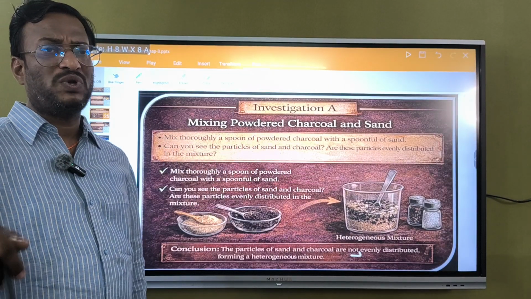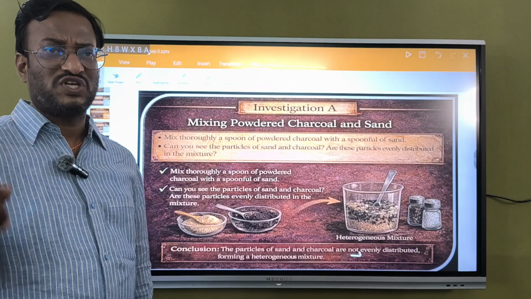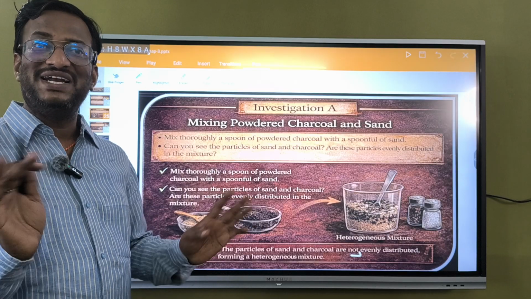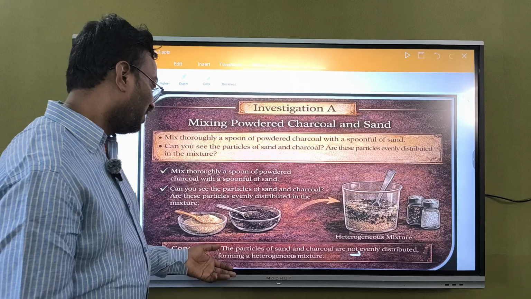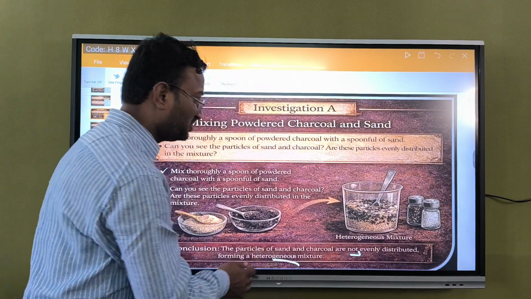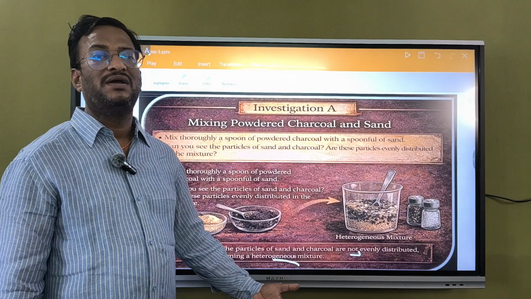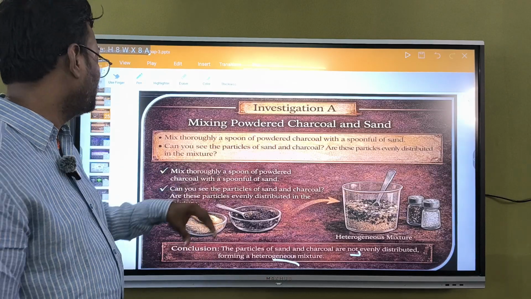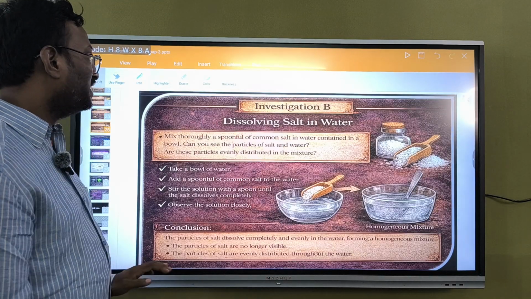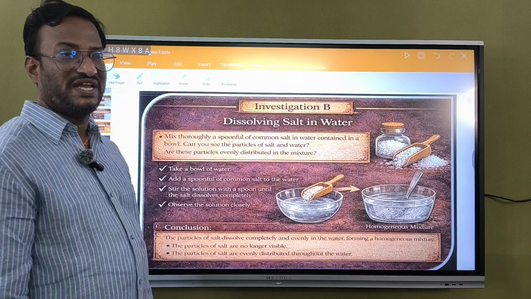You try to mix 1 spoon of sand and 1 spoon of charcoal. They are not evenly distributed. Okay, and they form a heterogeneous mixture. If they are not evenly distributed, then that is considered a heterogeneous mixture. Next we go for one more investigation.